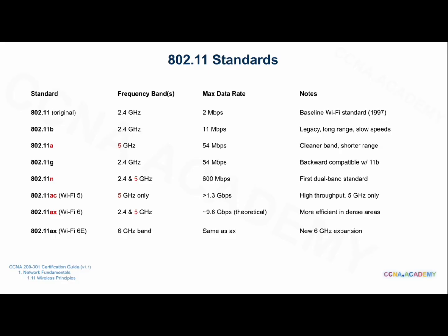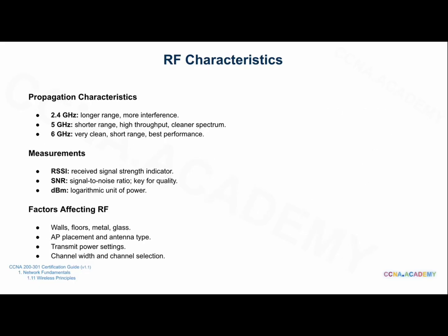into the new 6 GHz band for even more capacity. Each Wi-Fi generation, from 802.11b to 802.11ax, improves speed, efficiency, and reliability. Lower frequencies like 2.4 GHz travel farther but suffer more interference, while higher bands like 6 GHz offer clean spectrum with shorter range. Measurements such as RSSI and SNR help us assess signal quality, and factors like walls, placement, and antenna type influence overall performance.